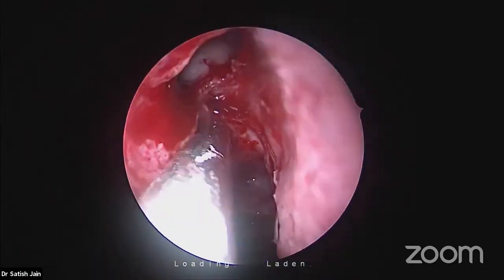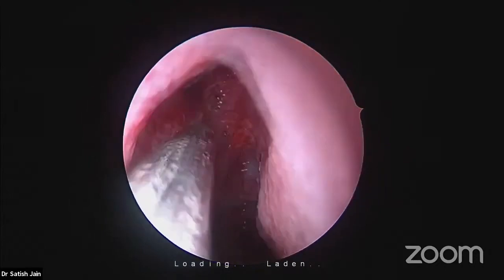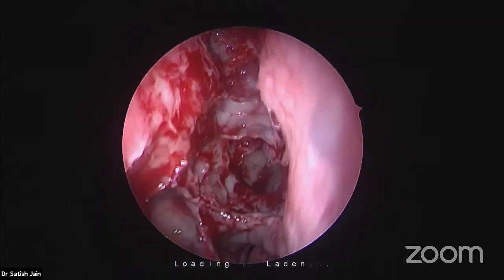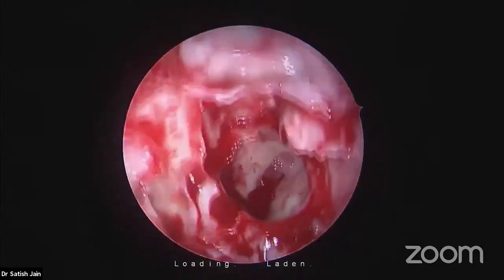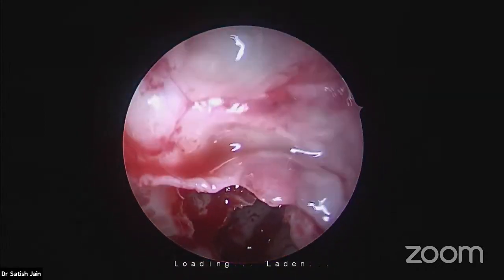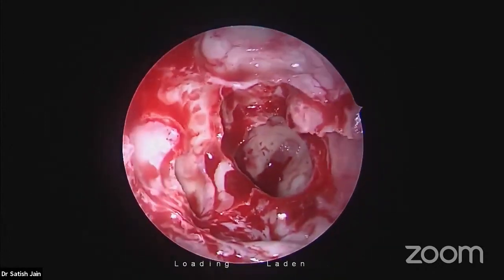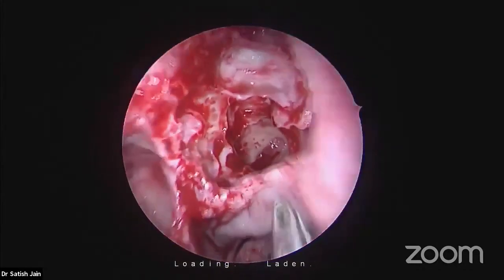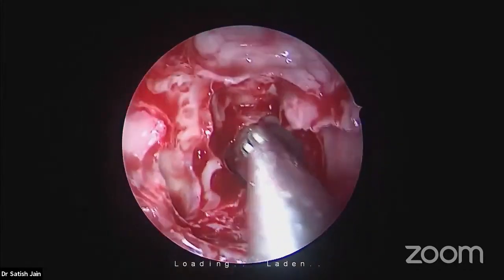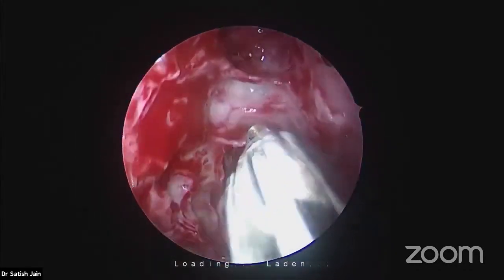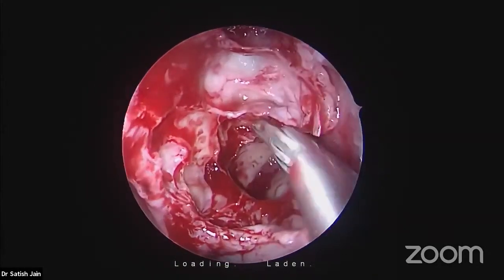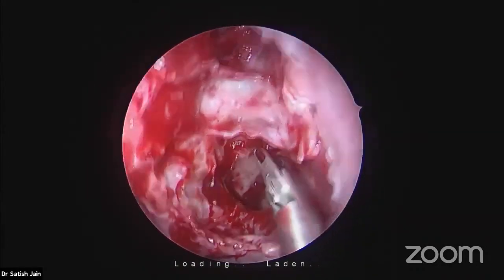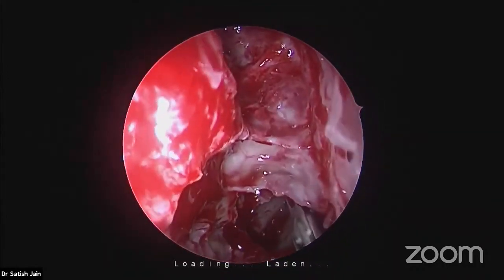See now with your 0 degree, in your outpatient department, you can see everything. Is the posterior ethmoid visible? Posterior artery is here. Yes, it's 5 to 6 millimeter anterior to the optic nerve. Optic nerve is here. So this should be posterior. And anterior? Anterior, I have shown. Still more anterior.